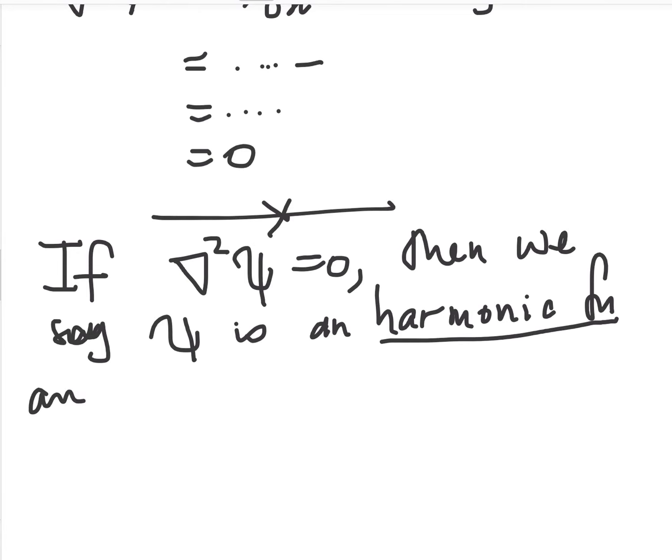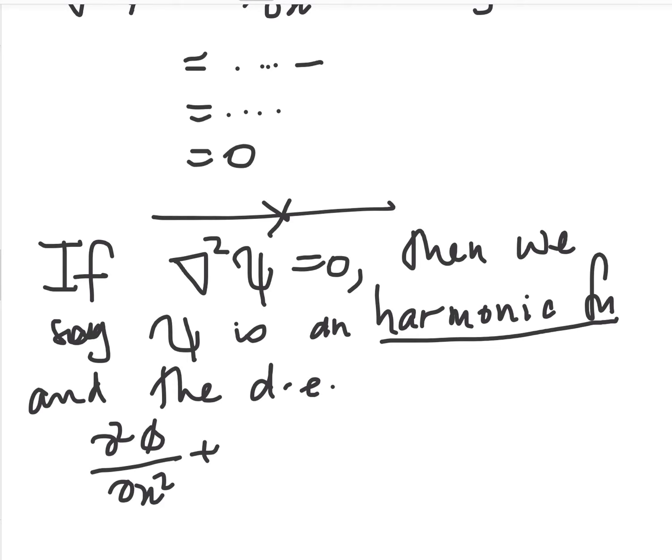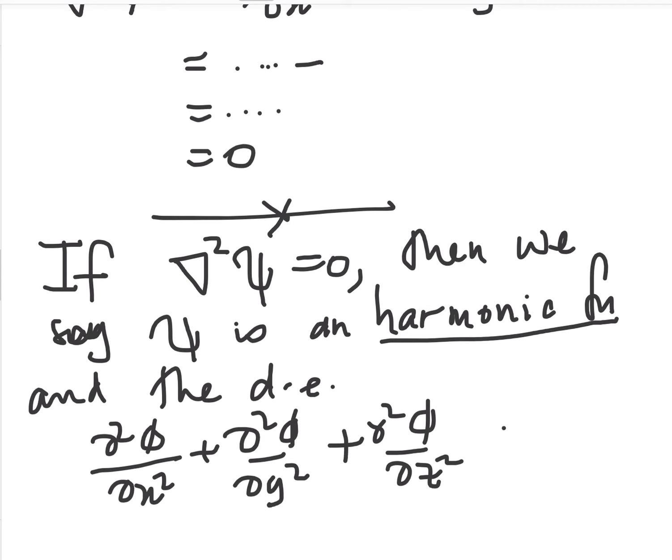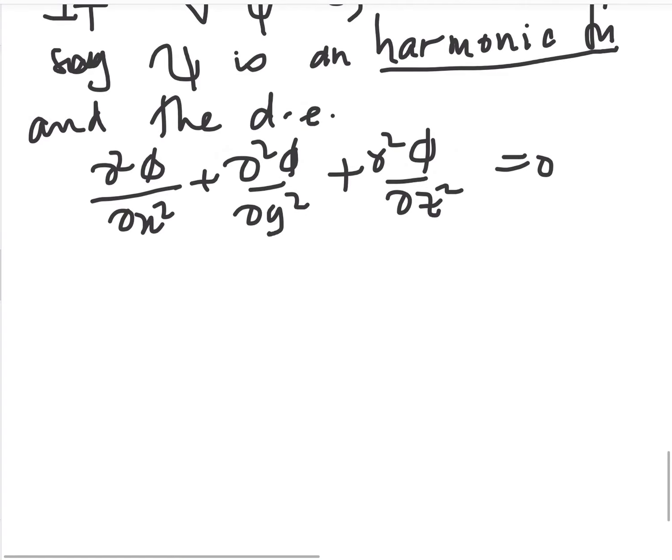and the differential equation, it's a partial differential equation, d2 of phi by dx squared plus d2 of phi by dy squared, for any number of variables of course, d2 phi by dz squared, etc., equal to 0. This is a partial differential equation. This differential equation is called Laplace's equation.